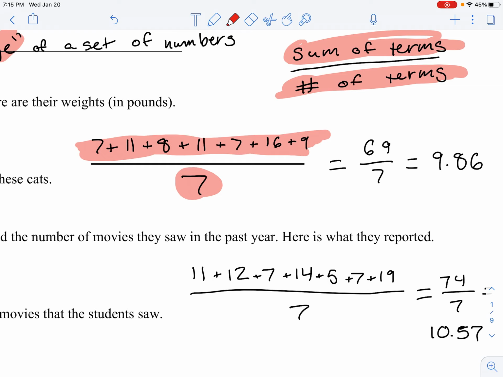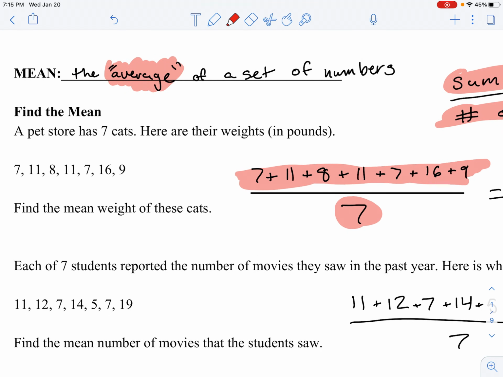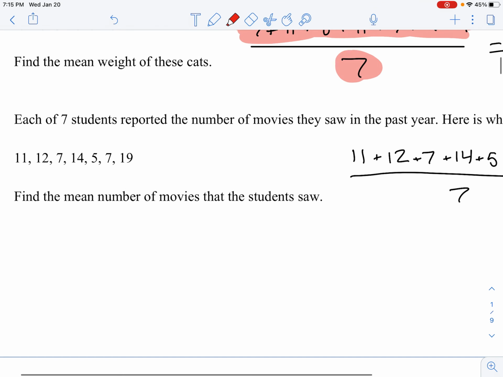I probably should have labeled it with pounds. I'll let you guys do that. And that's my mean, or my average of their weights. So the average cat, if I were to predict what the next cat coming in would weigh, that's probably what I would guess, 9.86, because that is our average, and that's what mean is used for most of the time, predicting and things like that.